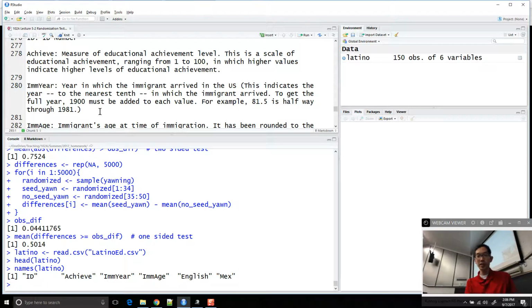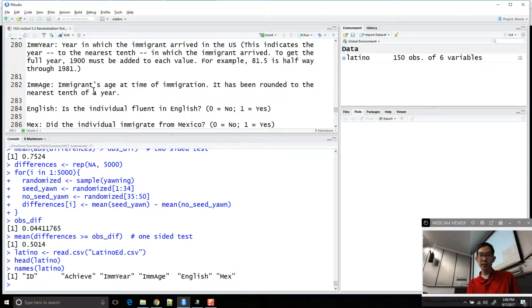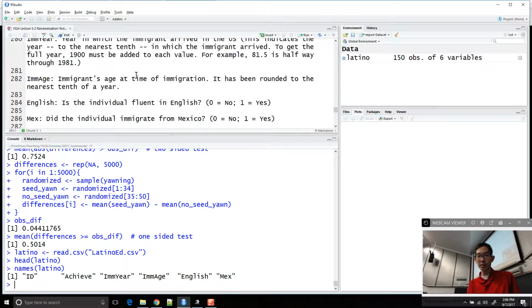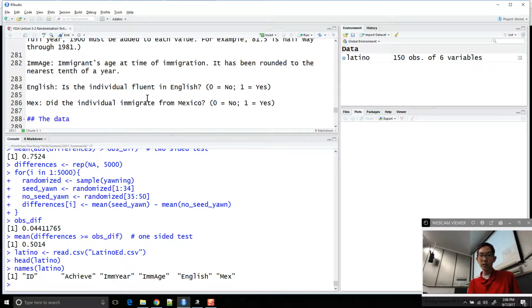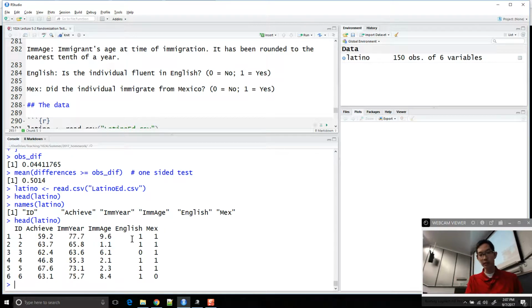Immigration year is the year in which the immigrant arrived in the U.S. This indicates year to the nearest tenth, so 81.5 is halfway through the year 1981. The age value is the immigrant's age at the time of immigration. English is whether the individual is fluent in English, yes or no. And MEX is whether the individual immigrated from Mexico, yes or no. Those have been coded into ones and zeros. If we just take a look at the head of our data set, this is what we see.